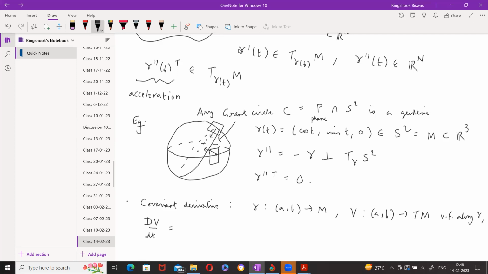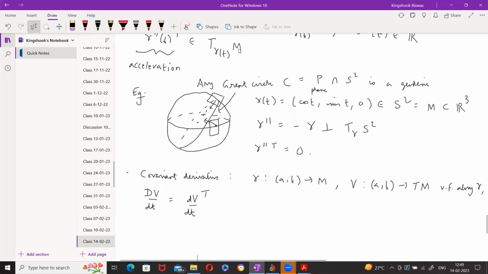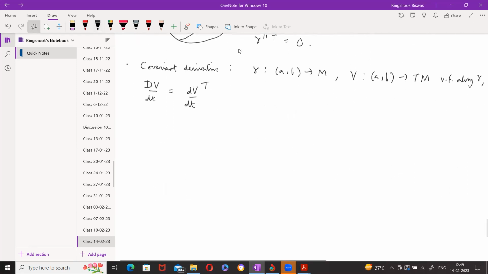What can we define this to be? Well, you just take the usual derivative. That will give you a vector in Rn, and then you take its tangential component, right? Is it clear? Yes, sir. Okay, and so this suggests a connection on the tangent bundle.